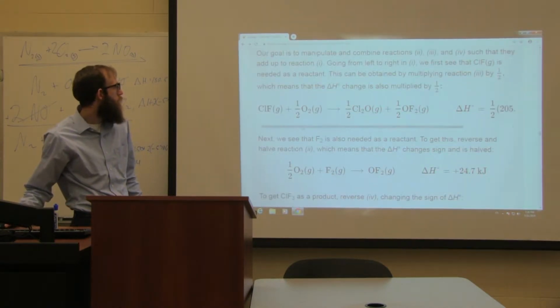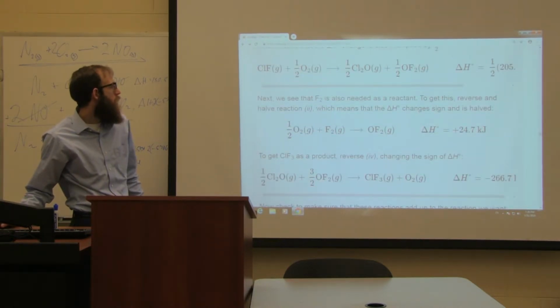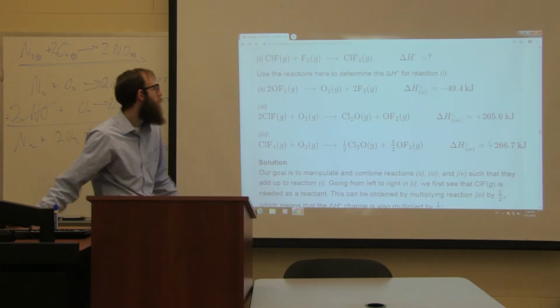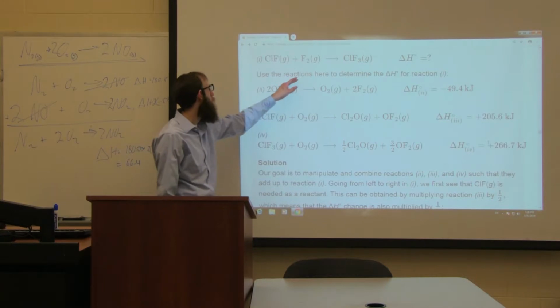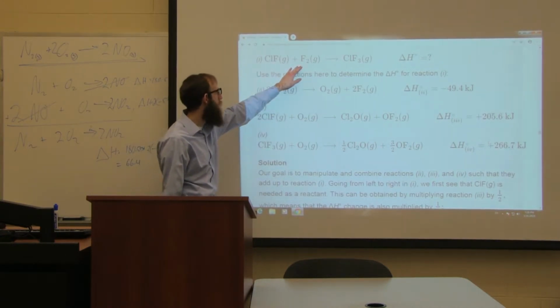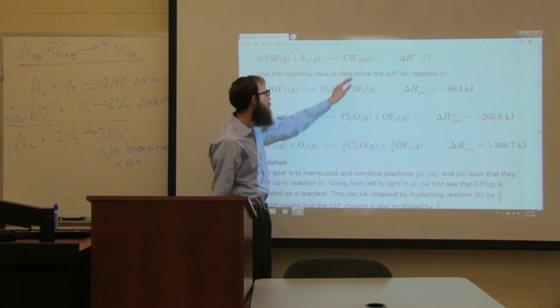So in this one, we can multiply the third reaction by 1/2, changing the delta H also by 1/2. So let's just look at this and how we would get this equation. Okay, we want ClF as a reactant. We want F2 as a reactant. We want ClF3 as a product.